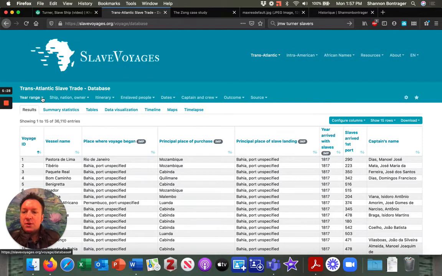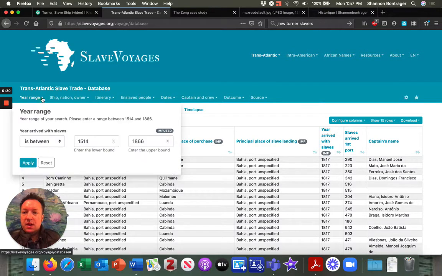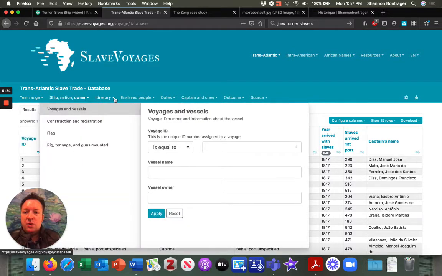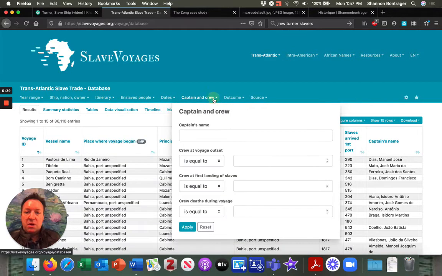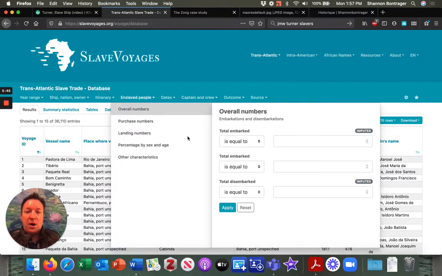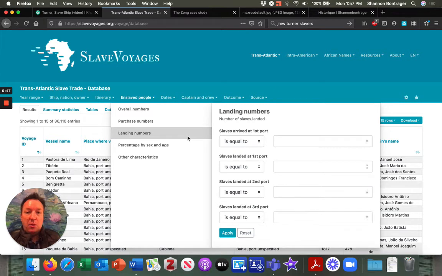But you can also filter the database to help you narrow things down. So if you know the itinerary of a ship, if you know the name of the captain, if you want to know about people, how many landed or whatever, you can filter this down to be more specific.